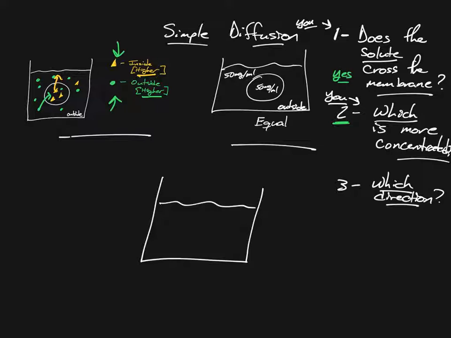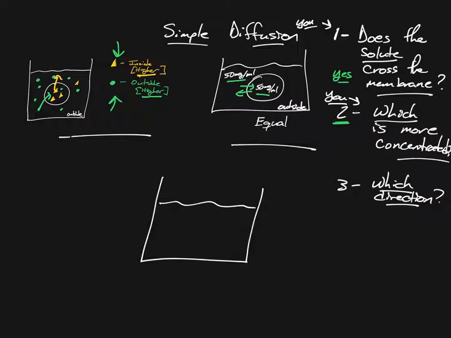So what if there's just one concentration? What if the concentration is the same, right? What if it's 50 and 50? Well, there's no net movement. There's always movement. We'll talk about that in just a second. But the movement out is going to equal the movement in. The arrows will be the same. It's called what? We'll talk about it in just a minute.